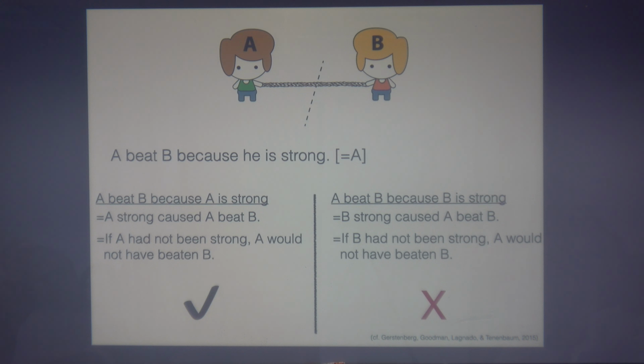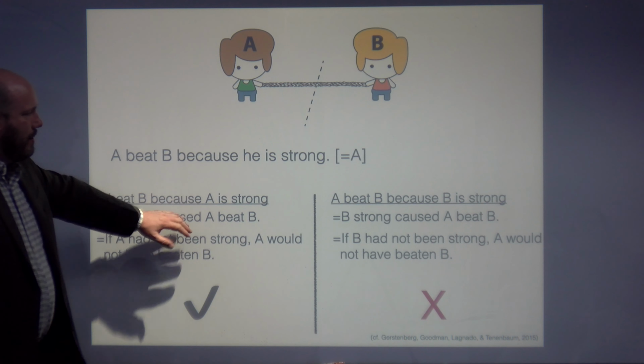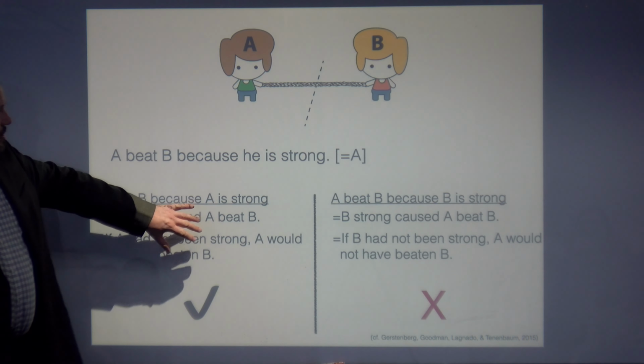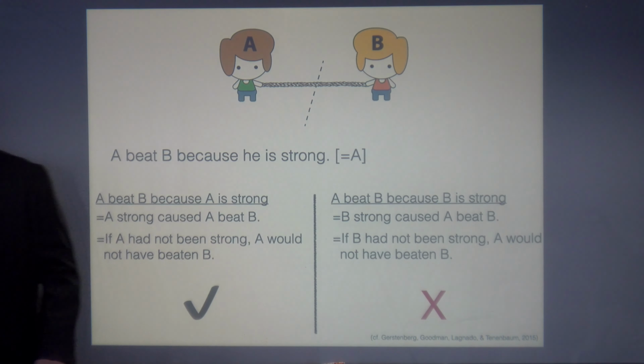If B was weak, they almost certainly would have lost. And this is what we want. We wanted this statement to be a priori more likely than that statement, which is why we choose this interpretation over that interpretation.